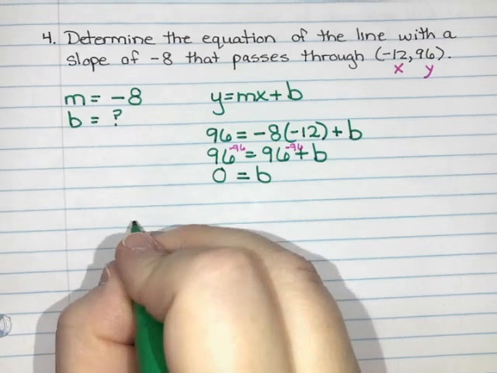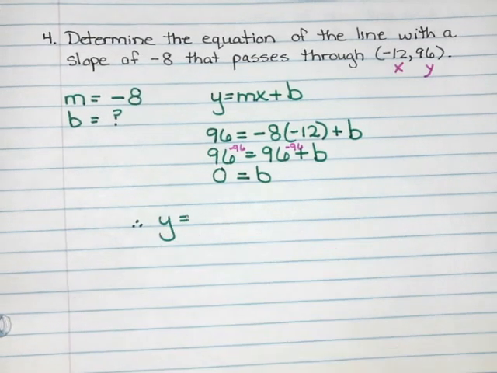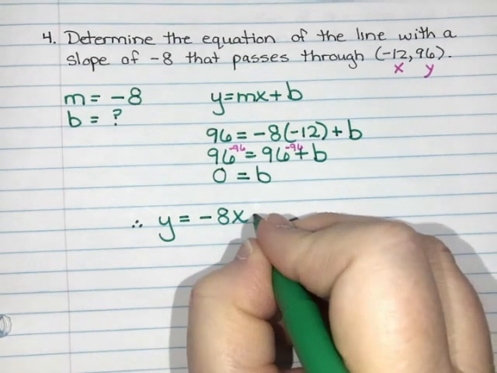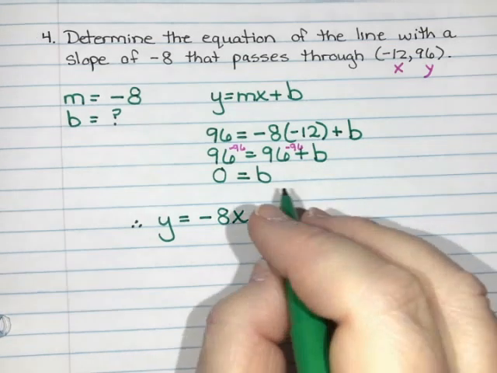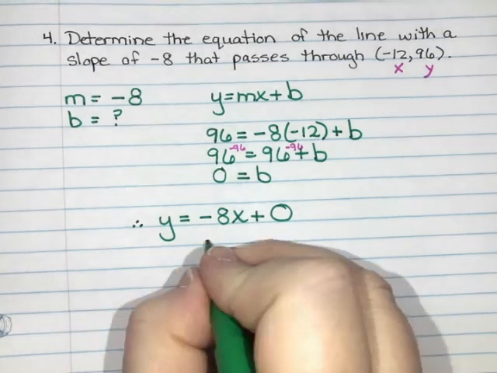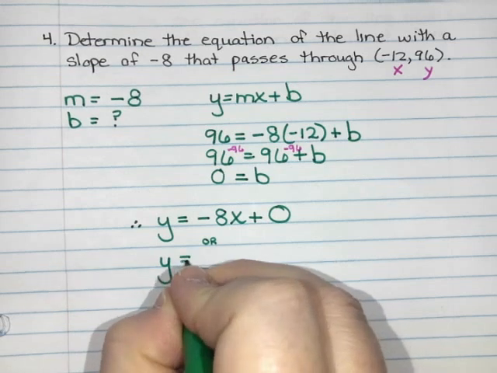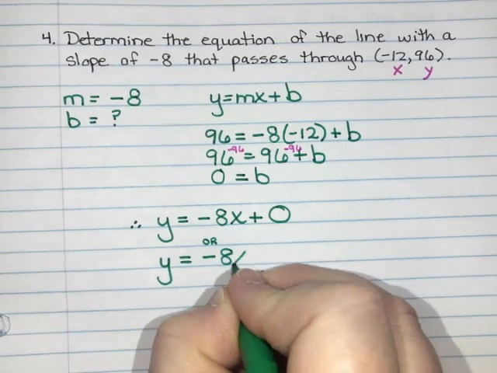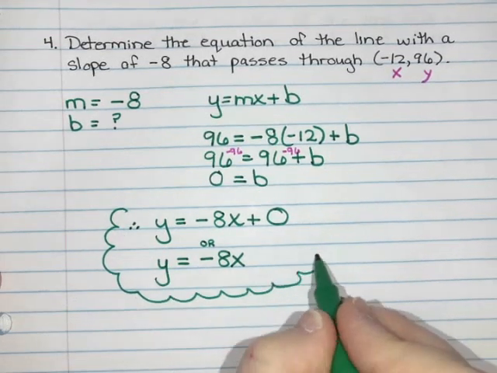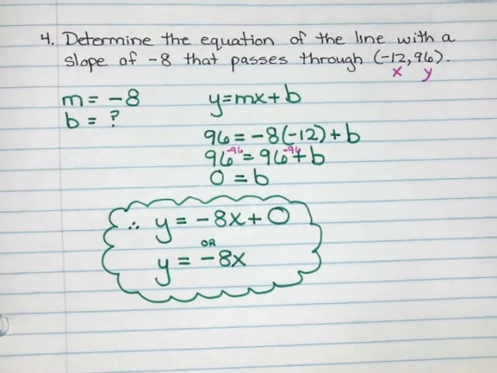So that just means that the y-intercept is 0. That's all. So that means my equation is going to be y equals m, so that's -8, times x plus b. Now, I have choices. I can write plus 0, and that's perfectly fine. Or you don't actually have to put the 0. You could just say y equals negative 8x. I would accept either of those answers. They are both correct. So it's up to you whether you want to write the 0 or not.